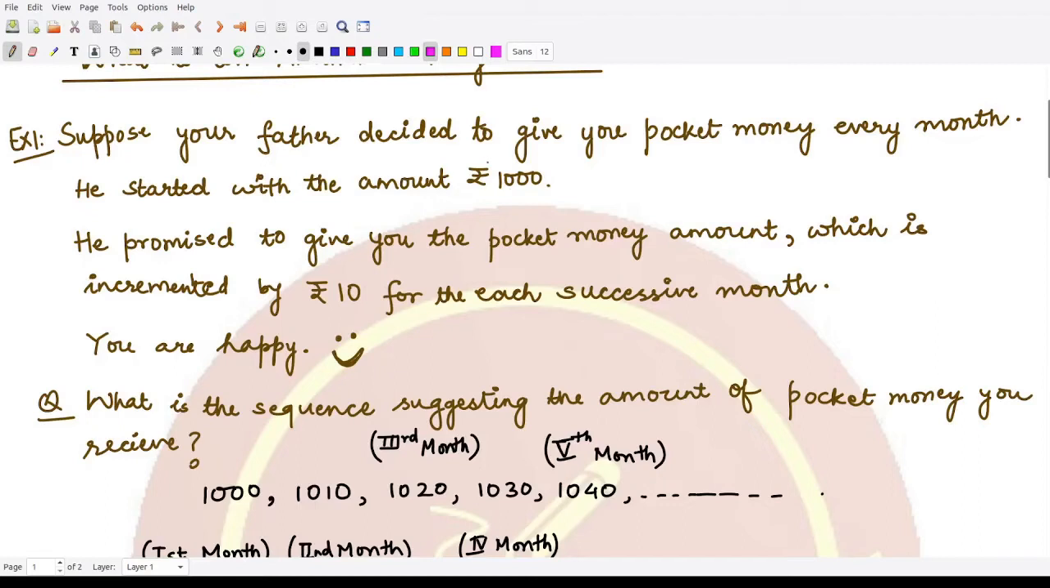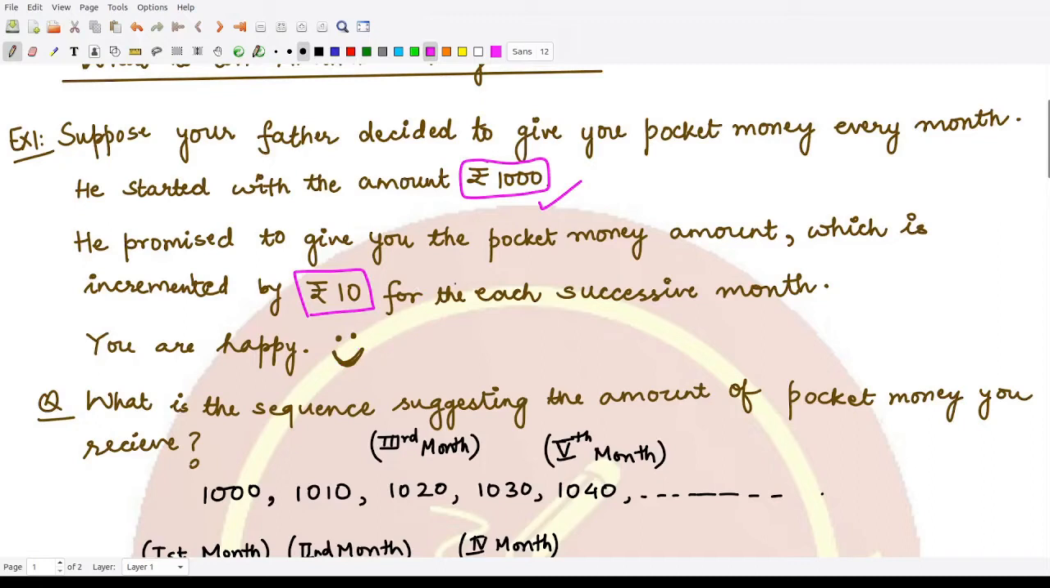So he decided that he would start by giving you rupees 1000 in the very first month, and thereafter from the second month he would give you rupees 10 extra on this 1000. For the third month he would give you 20 rupees extra on this rupees 1000, and for the next month he would give you rupees 30 extra on this 1000. So basically each month he is increasing your money by rupees 10, right? So you are happy with this deal.